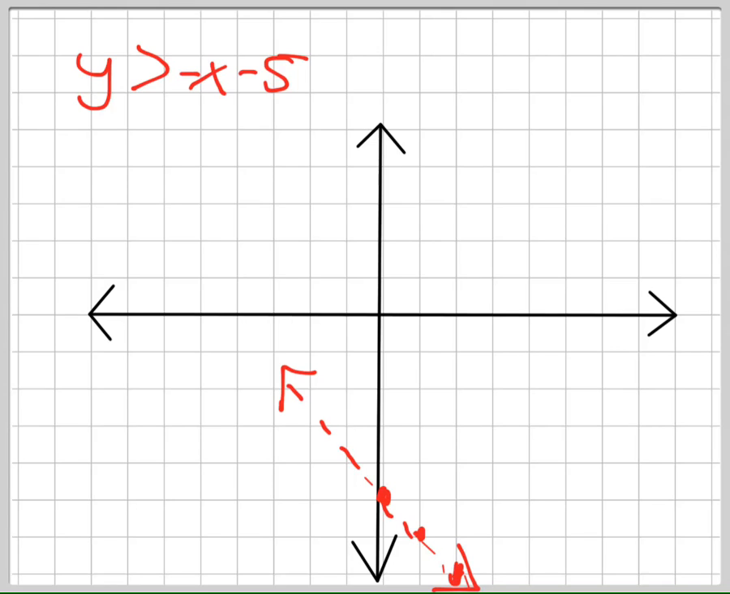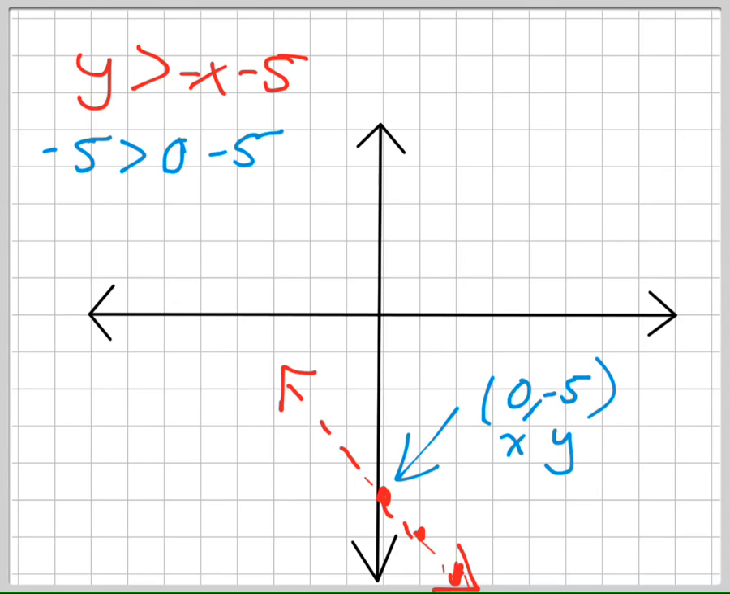For example, let's pick a point that's on the dashed line. This point right here. That's the point 0, negative 5, right? That's x is 0, y is negative 5. Let's plug that into this inequality and see if it's true. If I plug in negative 5 greater than, that's negative 0, which is 0. 0 is not positive or negative. So I get negative 5 is greater than negative 5. Is that true or false? That's false. It's not greater than. It's equal to.